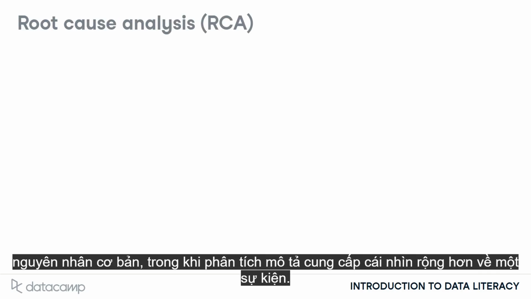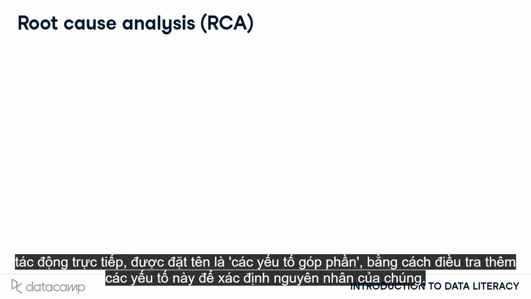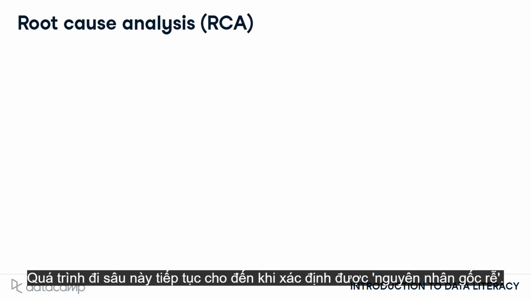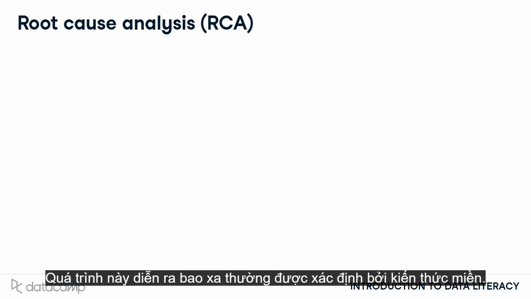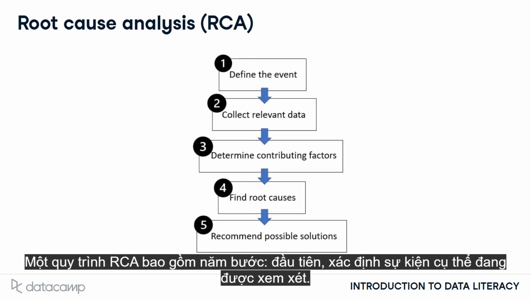Root cause analysis, or RCA, is a formal set of steps used to look beyond superficial causes that have a direct effect, named contributing factors, by investigating these factors further to identify their causes. This drill-down process continues until the root causes are identified. How far this process goes is typically determined by domain knowledge. An RCA process consists of 5 steps.